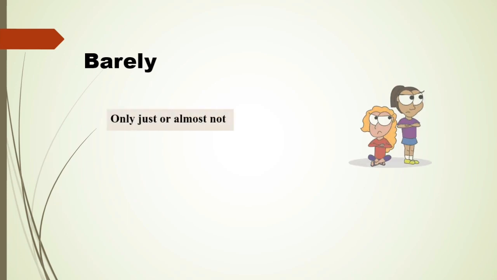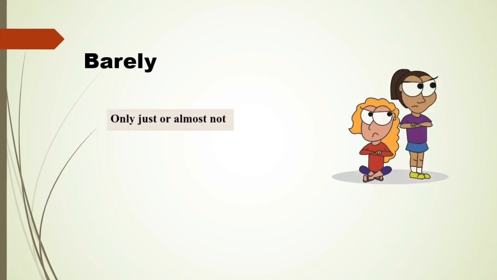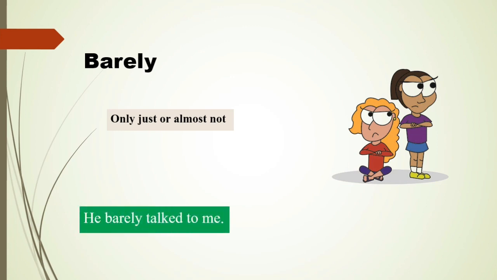Next is BARELY. It means only just, or we can say almost not. This can be used in a sentence like: he barely talked to me. Friends, suppose two friends are here and these two friends are not talking to each other, then we can say one of the friends barely talked to the other. That means almost not.